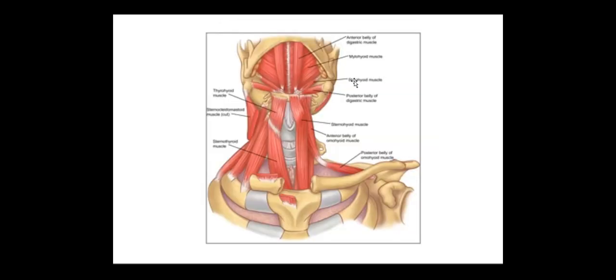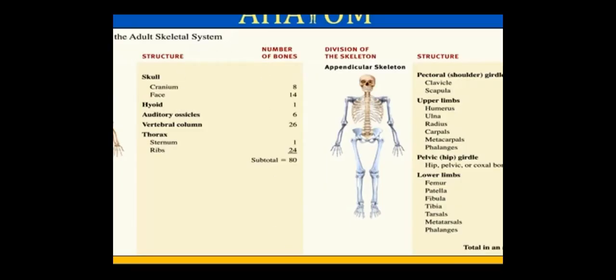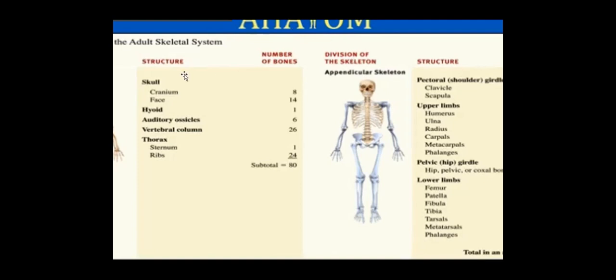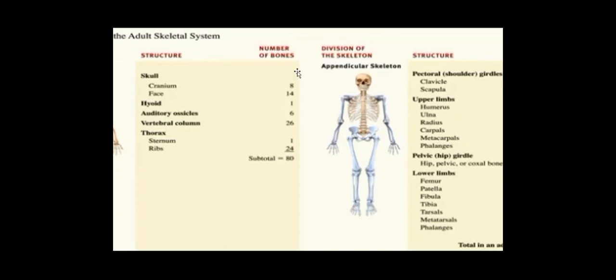Next variant is connection to the hyoid bone: suprahyoid and infrahyoid muscles connect to the hyoid bone. The skull is a part of our skeletal system. The skeletal system consists of two big parts: axial skeleton and appendicular skeleton. The axial skeleton includes the bones of the skull: cranial, neurocranium 8, and viscerocranium or face, 14. Bones associated with the skull are the hyoid and auditory ossicles.